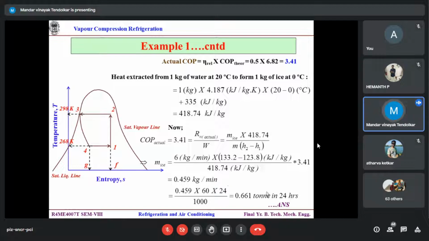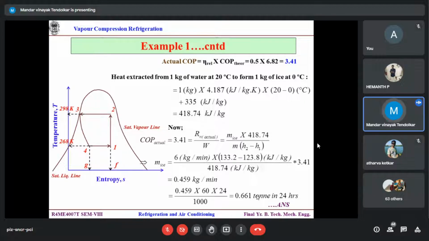So per minute multiplied by 60 will give you per hour, then 24 hours, that is per day. And then whatever is the total answer, divide by 1000, because this is kg. So we will get it in tons. Is this correct? Yes, sir. So this is how you solve the numerical. Fine.